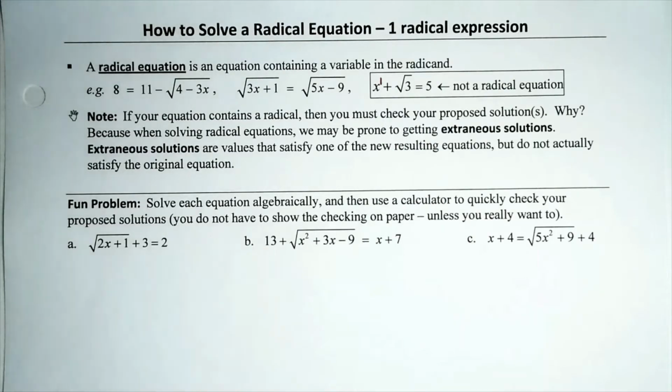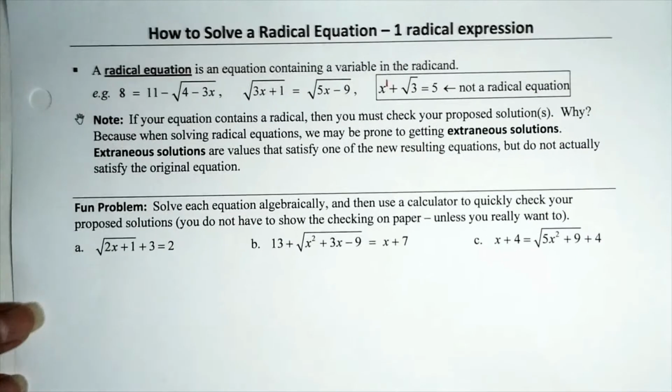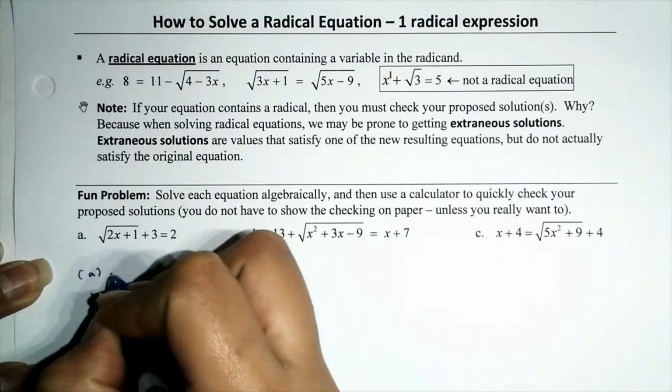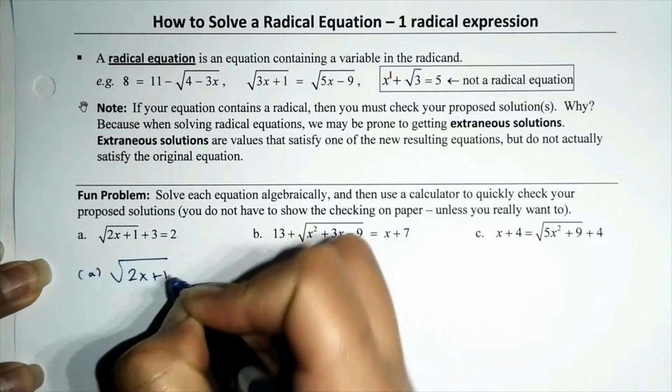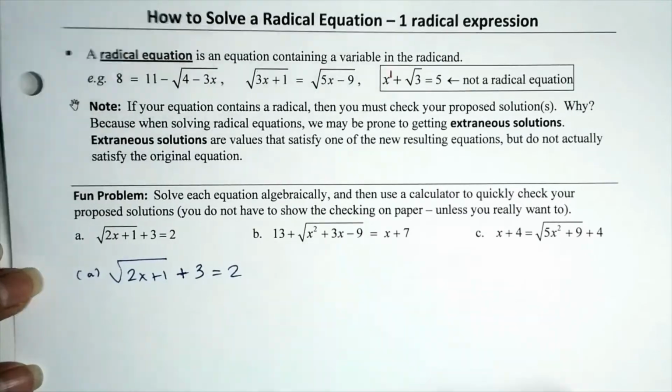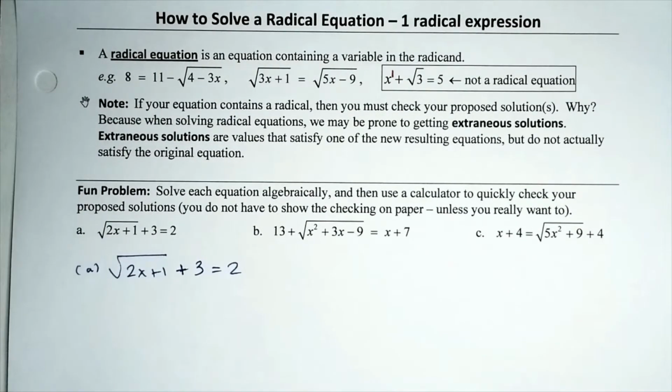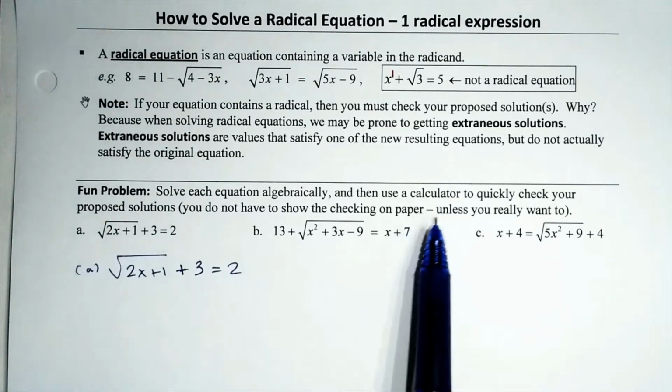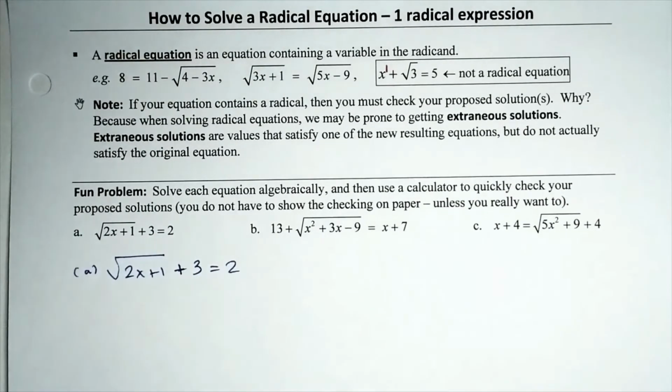So let's go ahead and look at our first fun problem. I forgot to write it in advance, so give me a sec. We are asked to solve it, if my memory serves me correct. Well, there's an equal sign, so I guess we solve it. But we are asked to use our calculator to quickly check our proposed solutions, and I'll touch base in a bit on why that is the case. You don't have to show the checking on the paper unless you really want to, but I'm gonna do it anyways. Okay, so the question is, how do we solve a radical equation that contains only one radical?